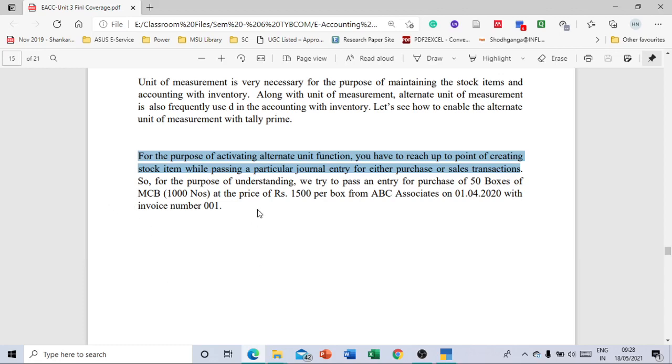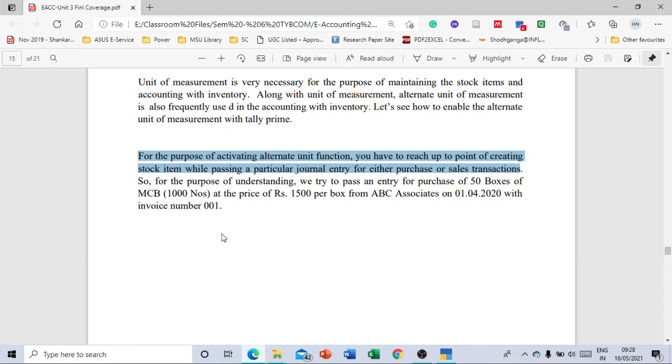So for the purpose of understanding, we try to pass an entry for the purchase of 50 boxes of MCB, that is 1000 nos, at the price of rupees 1500 per box from ABC Associate as on 1st April 2020 with the invoice number 001. So it is a basic entry I have given.